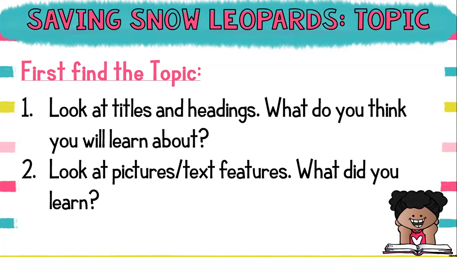So I'm going to look at the title and headings, and then I'm going to think about what do you think you will learn about? So I'm going to think about my background knowledge. I'm going to think about, well, based on this topic, what am I going to learn? And then I'm going to look at the pictures and text features. I'm going to think about what I learned from the text features and from the titles and headings of the text. And that's going to give me an idea of what the author is going to be talking about, so that I can find the topic of the text.